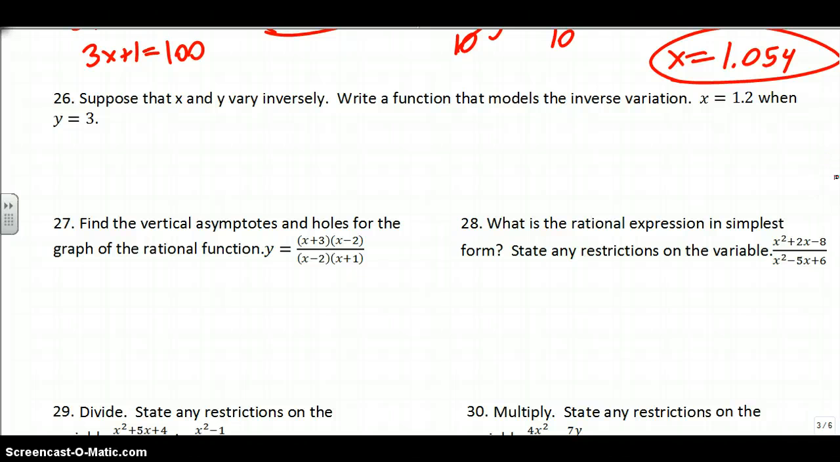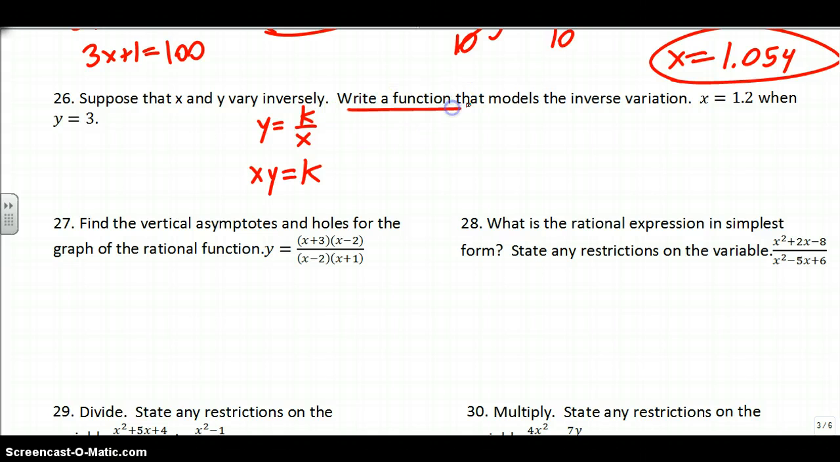26, suppose that x and y vary inversely. Inverse. That was the y equals k over x thing. We did this a while ago. But basically, if I rearrange this, that means x times y equals k. I just multiplied both sides by x, right?